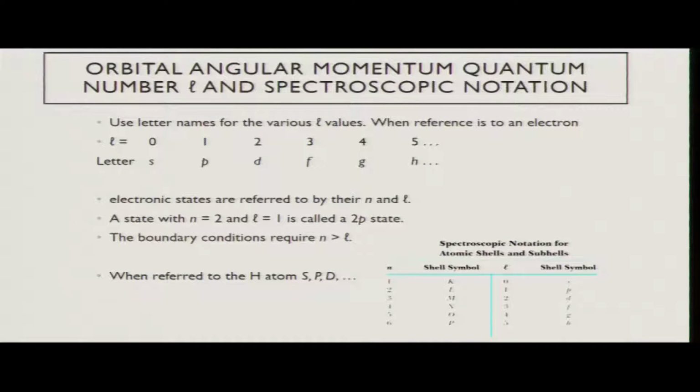The letter names are given for the various L values when the reference is to an electron. So, the L value of 0 has letter notation s, 1 is p, 2 is d, 3 is f, 4 is g, 5 is h. The electronic states are referred to by their n and L. A state with n equal to 2 and L equal to 1 is called a 2p state. The boundary conditions require that n is always greater than L.